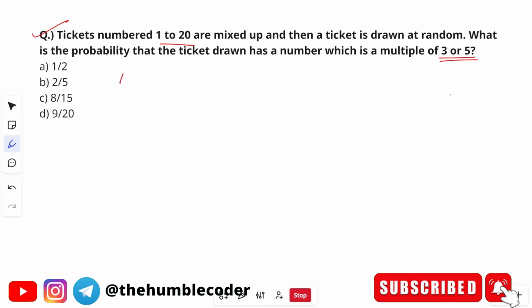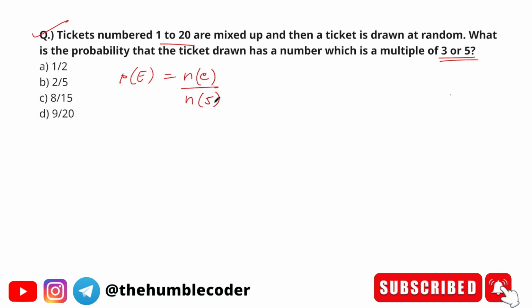First of all, we know the probability formula: the probability of an event is equal to n of E divided by n of S. Now what is n of E and what is n of S? N of E is simply the event and n of S is the sample space. Let's try to find out the values of these, n of E and n of S, and then we will substitute them in this formula to find our answer. First of all, we need to calculate the sample space, which is n of S.